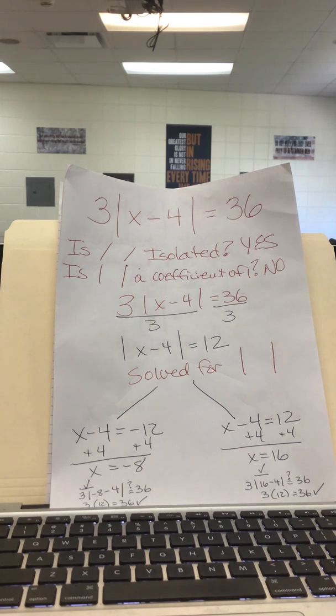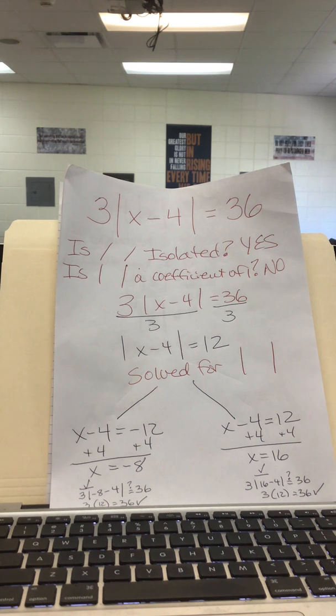Does it have a coefficient of 1? Do those absolute value bars have a coefficient of 1? No, they don't. 3 is there. It's being multiplied. So I need to divide both sides by 3. And I get the absolute value of x minus 4 is equal to 12. Have I solved for the absolute value bars? Yes, I have. They are isolated and they have a coefficient of 1.